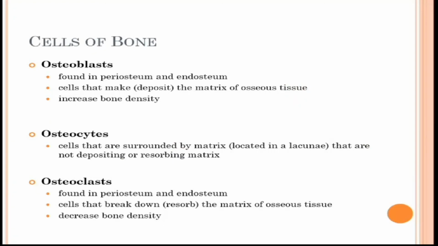Right. So this is what I have already explained, the type of the cells. So we'll quickly go through them again. Osteoblasts are found in periosteum and endosteum cells. They deposit the bone matrix or osseous tissue, and they increase the bone density. Osteocytes are the cells that are surrounded by the matrix, present in the empty spaces or lacunae, and they are not depositing or reabsorbing the matrix. And finally, osteoclasts. They are found in periosteum and endosteum cells that break down the matrix of the osseous tissue and decrease the bone density.